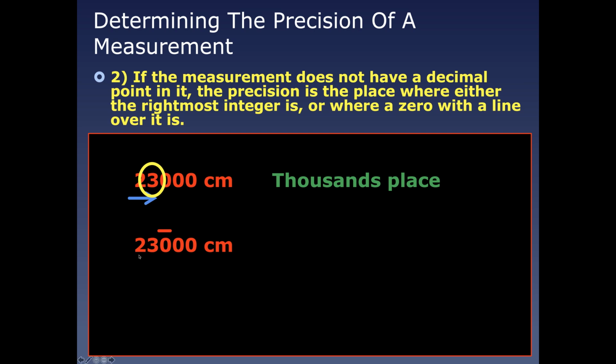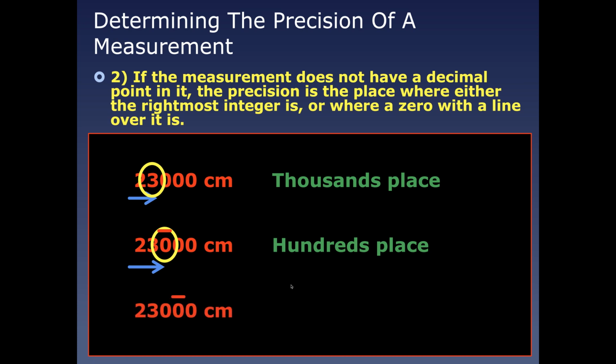This shows us that the 2, the 3, and the 0 were measured, and these zeros are placeholders to keep the number the size it is. This measurement goes to the hundreds place. And what if we want to show that it's 23,000 to the nearest tens? Well, then we put a line over the tens place to say that the 2, the 3, the 0, and the 0 were measured, but this final 0 is a placeholder that we put there to keep this number this size. And that's how you can find the precision of any measurement.